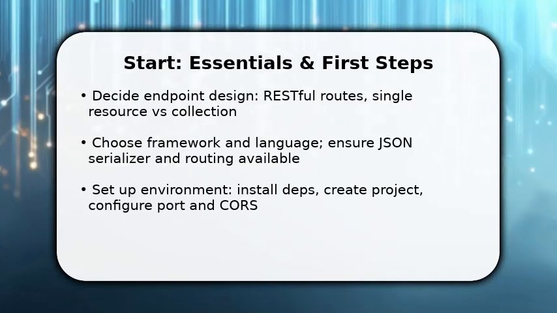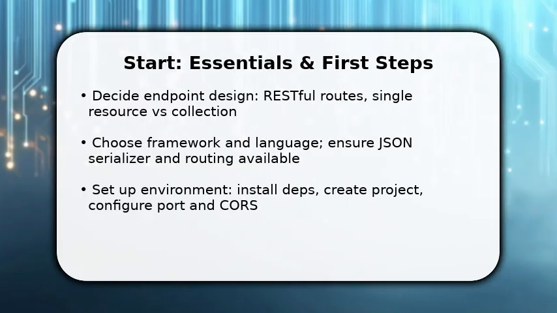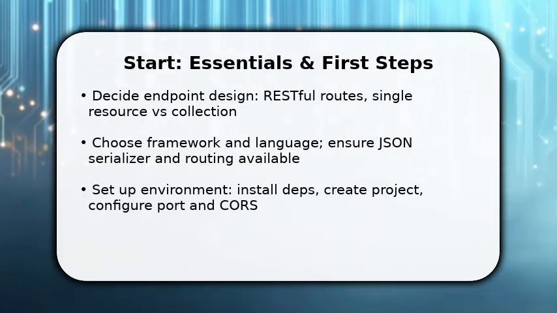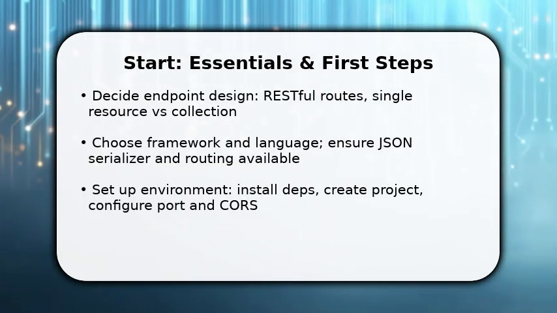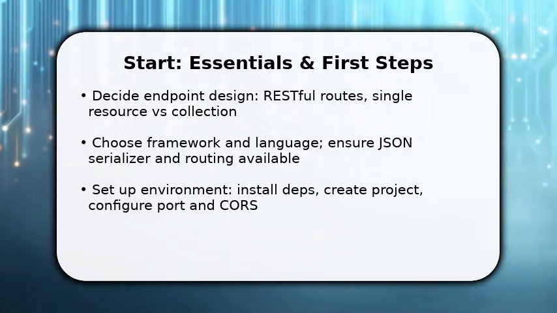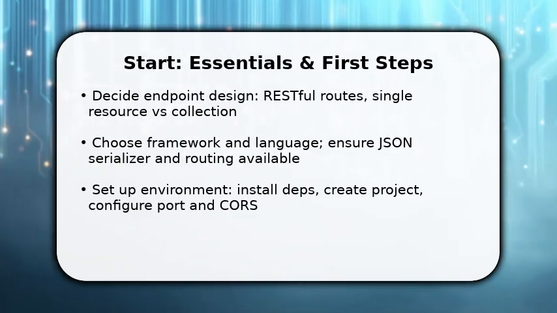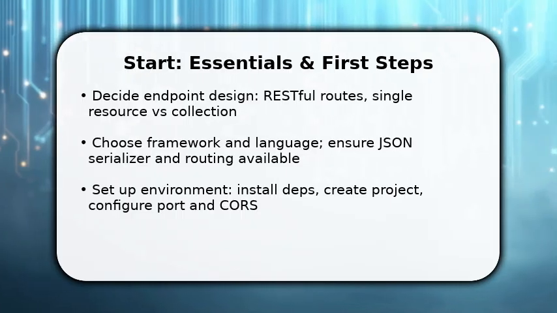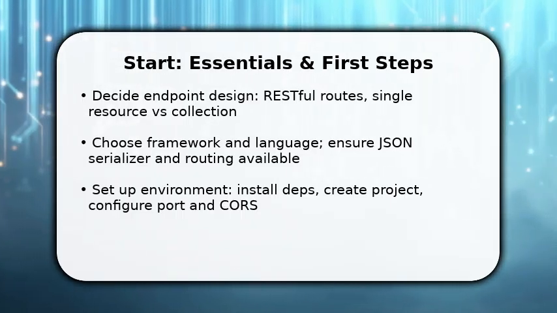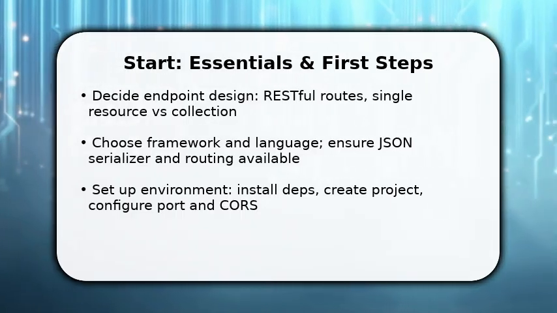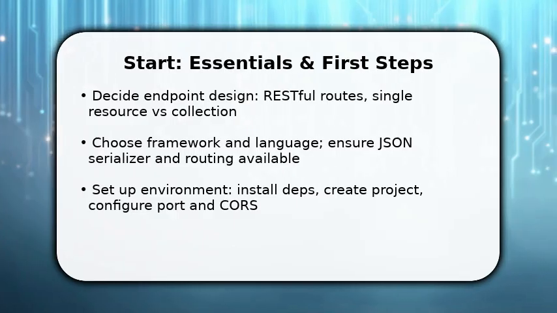You begin by picking the exact API shape you need and why: resource endpoints, methods, and error model. Next, install a lightweight framework and JSON serializer so responses are native. Initialize a project, configure port and cores, and create the first route handler that returns a JSON object.